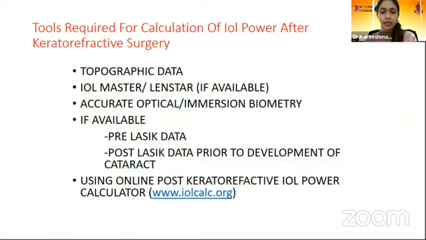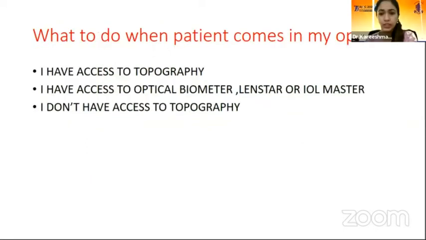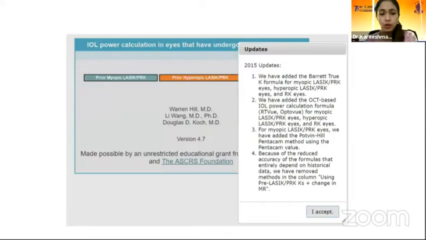And lastly, what I use and what I'm going to be talking about is the online IOL power calculator. So what to do when the patient comes in your OPD? Check, first of all, do you have access to topography? Do you have the topography yourself? If yes, you do it. If not, please do not hesitate to refer, because you would need a topography in a post-keratorefractive surgery patient for sure. All right. You go on to the IOL power calculator on ascrs.com.